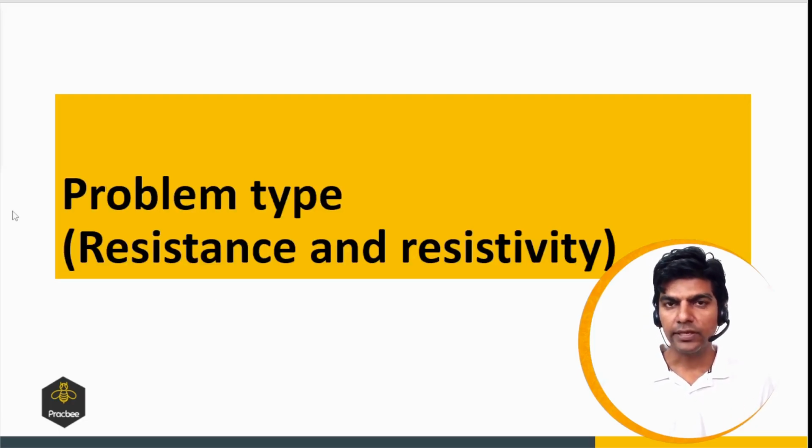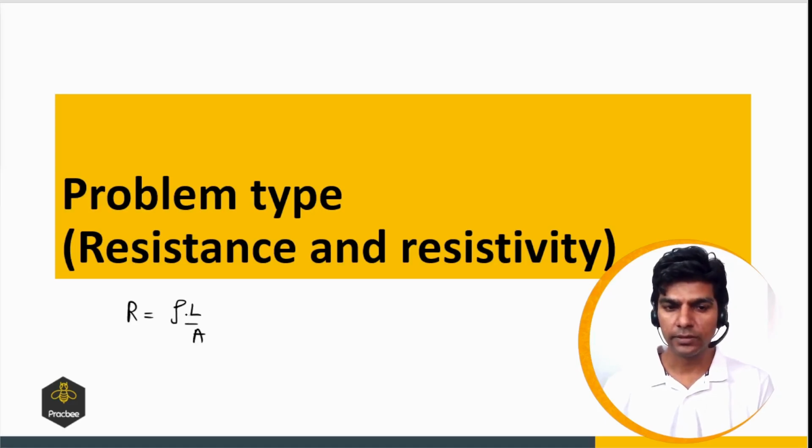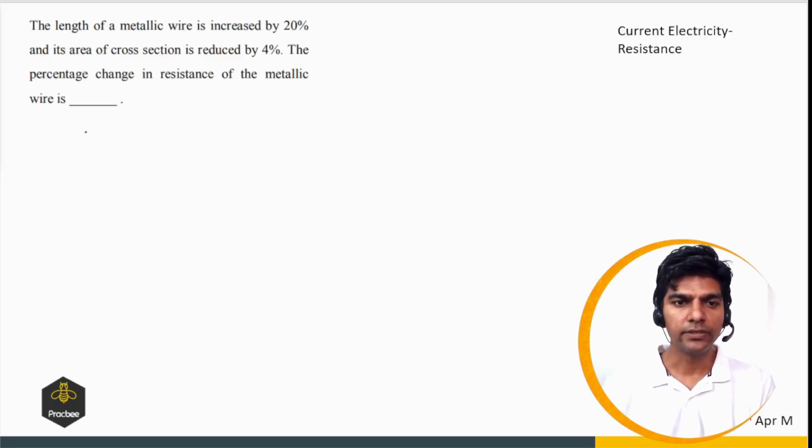Right, so now let us see the next problem type, and it is based on the formula of resistance, the relation between resistance and the resistivity. So R is equal to rho L by A, where rho is the resistivity or specific resistance, L is the length of the conductor, A is the area of cross section, and R is the resistance. So let us see this question.